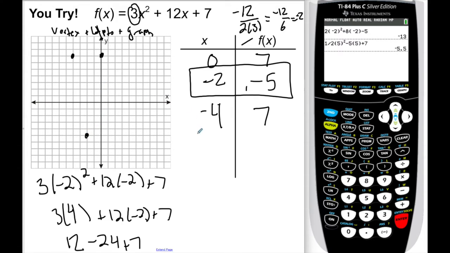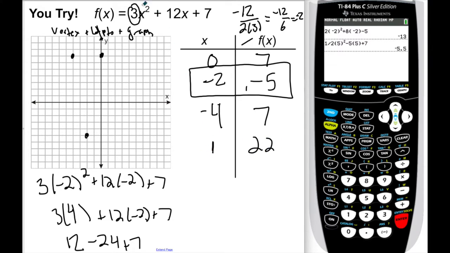All right. Now, what other ones do I have? Well, what's an easy number to plug in? Should I plug in 1? I would say no, because look how bent it is. It's going way up, way fast. So 1 is unlikely to be on the graph. And in fact, if we plug in 1, this will be 3 plus 12 plus 7. So if I plugged in 1, I would get 22, way off the graph.